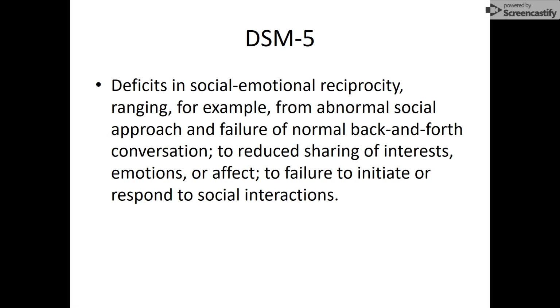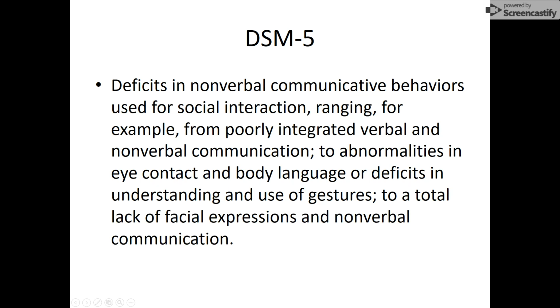So specifically, the DSM-5 says that deficits in social emotional reciprocity, ranging from abnormal social approach to reduced sharing of interests to failure to initiate or respond to social interactions, are some of the defining features of autism spectrum disorders. This includes deficits in nonverbal communication used for social interaction, for example, ranging from poorly integrated verbal and nonverbal communication to abnormalities in eye contact, body language, understanding or using gestures, to really a total lack of facial expressions and nonverbal communication in general.